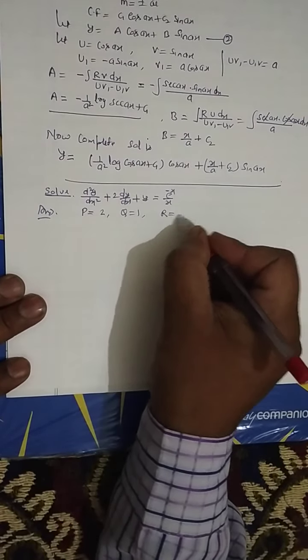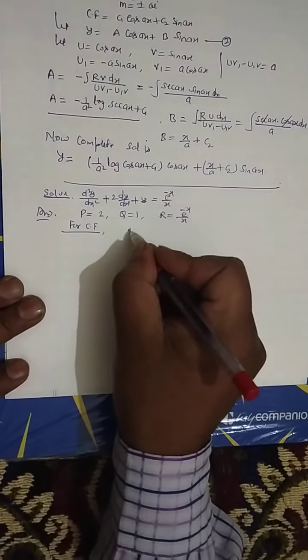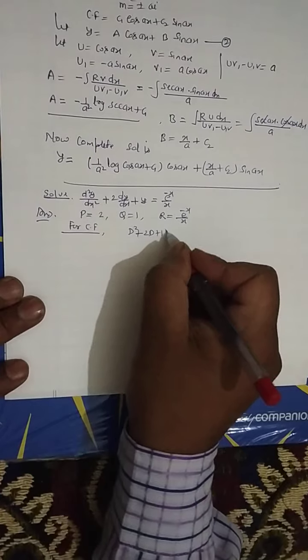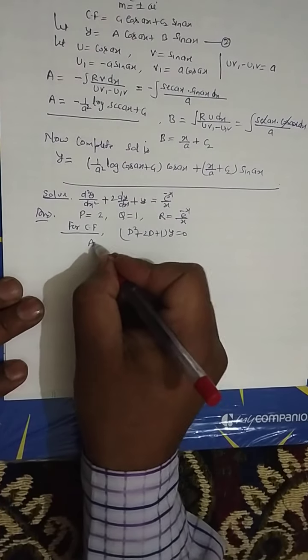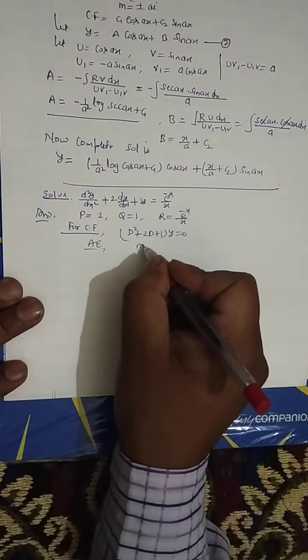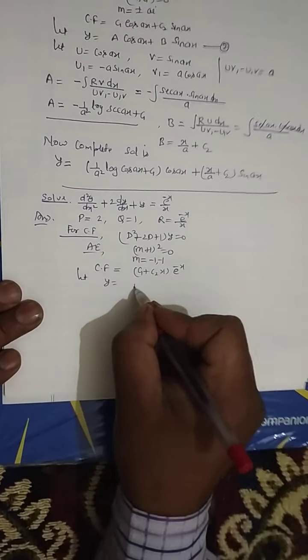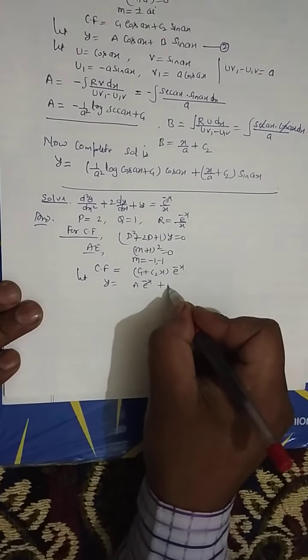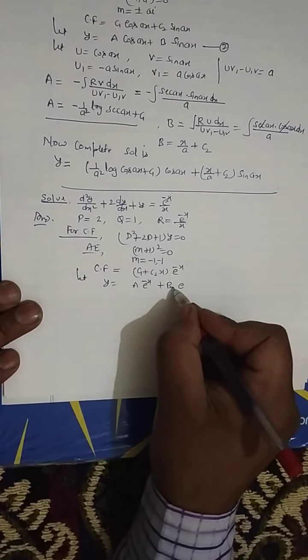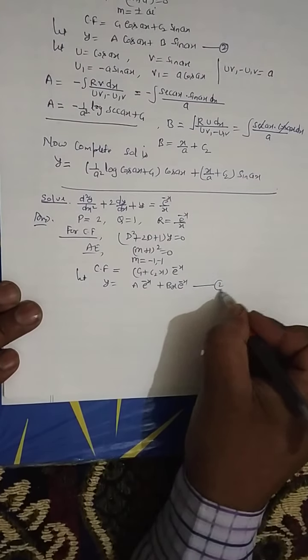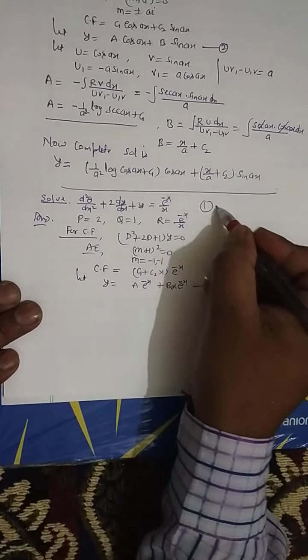Now for CF, (D square plus 2D plus 1) y equal to 0. Auxiliary equation (m plus 1) whole square equal to 0, that is m equal to minus 1, minus 1. Then CF can be written as (c1 plus c2 x) e to the power minus x. Let y equal to A e to the power minus x plus B x e to the power minus x, equation number 2.